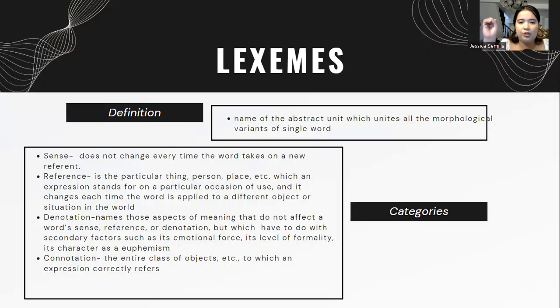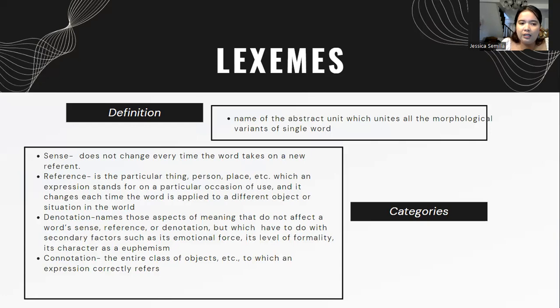All right. So let's proceed. Now, let's look into how words create meaning. How a word creates meaning is basically about the symbol of the word. The symbol of language is basically the lexemes. Lexemes are the variants of single words. This is the name of the abstract unit which unites all the morphological variants of a single word.